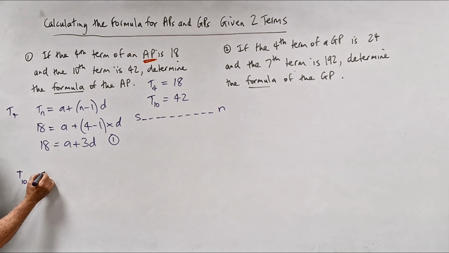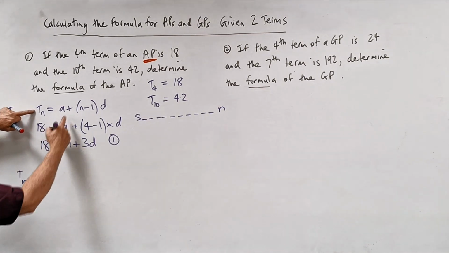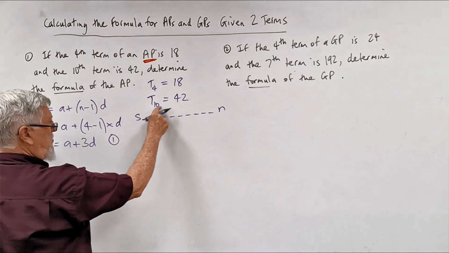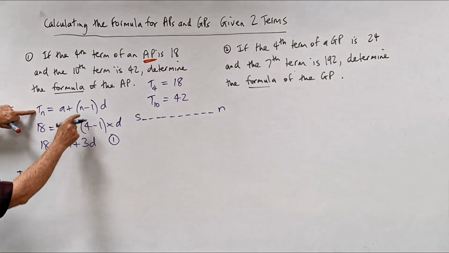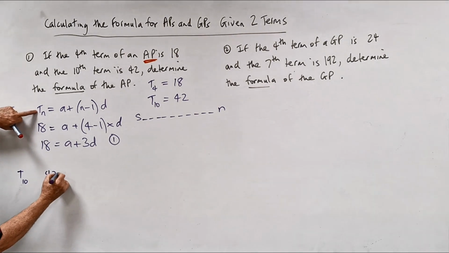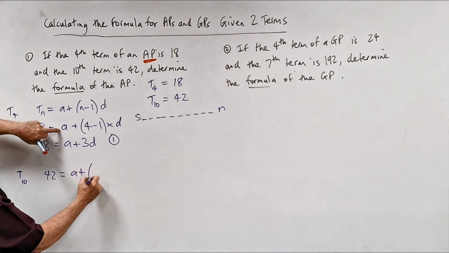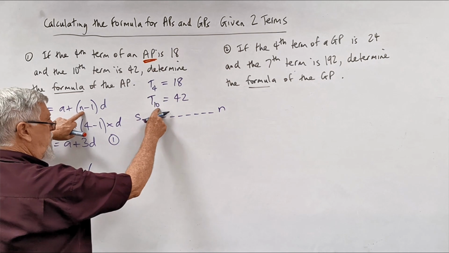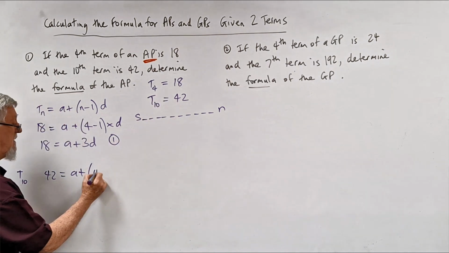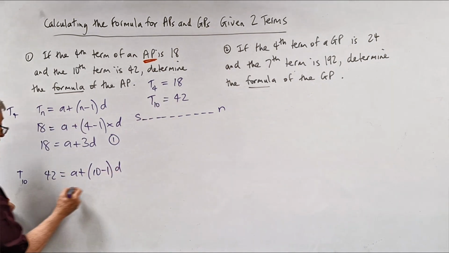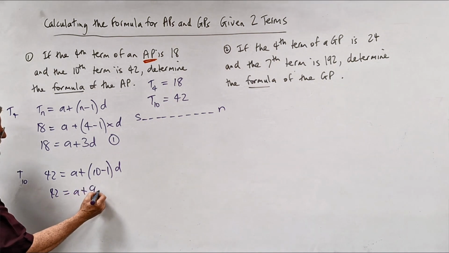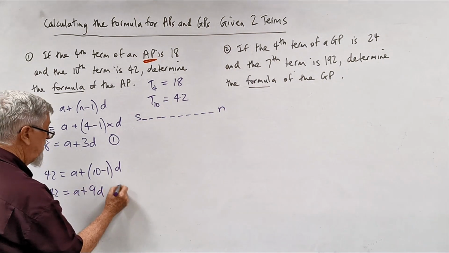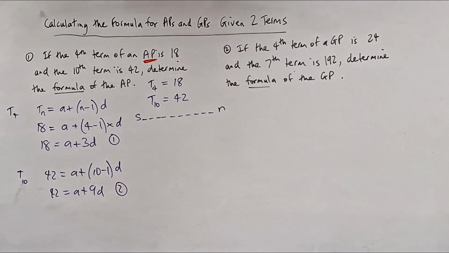Let's have a look what we've got this time. Now I'm going to go straight down from the formula. So the 10th term is actually 42, which starts to make sense. So 42 equals A plus, this time the position is not 42, the position's 10. Take 1D. Now we end up with 42 equals A plus 9D. And that's equation 2.